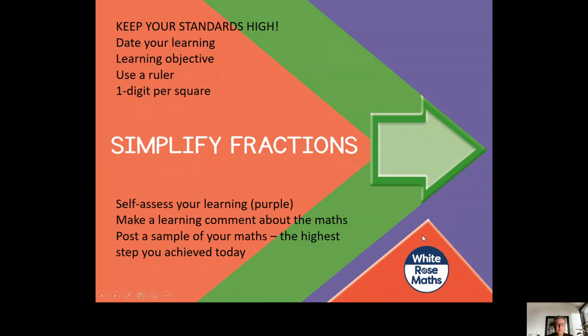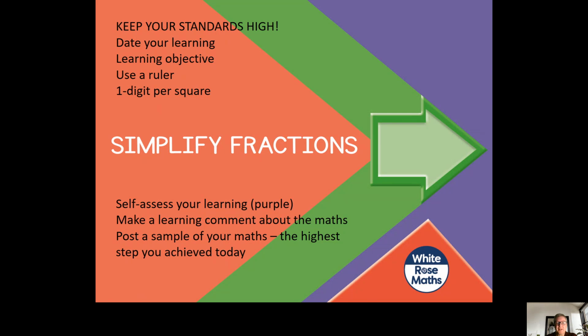Let me share my screen with you. Okay, Year 6, before we begin, keep your standards high, please. I'm really enjoying seeing your dojos, and on the whole, the standards are very good. Just a few slips in minor things, but it makes all the difference. Date your learning, please. Make sure you have the learning objective. Underline both those things. Use a ruler every time you're drawing a line, and 1 digit per square, please.